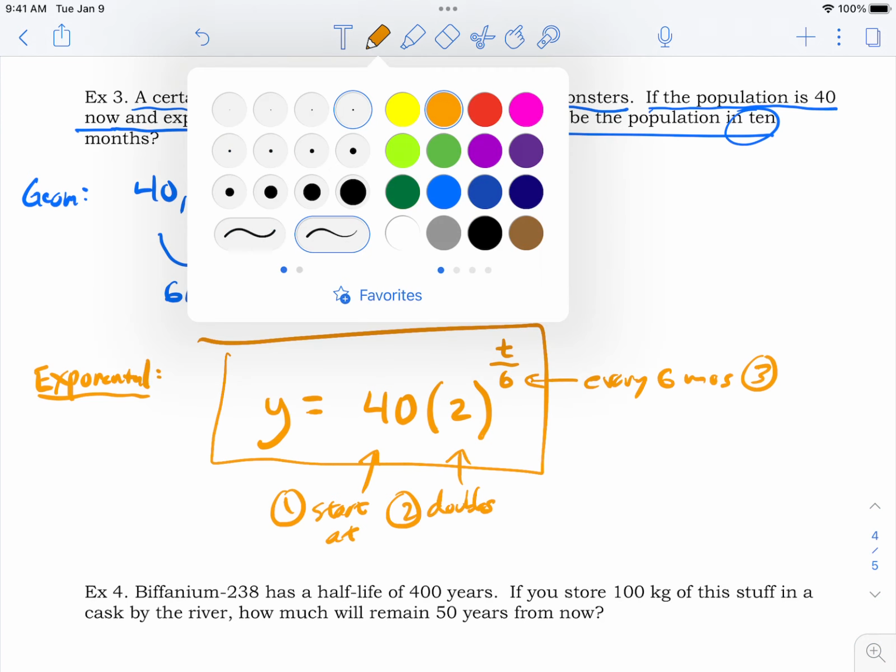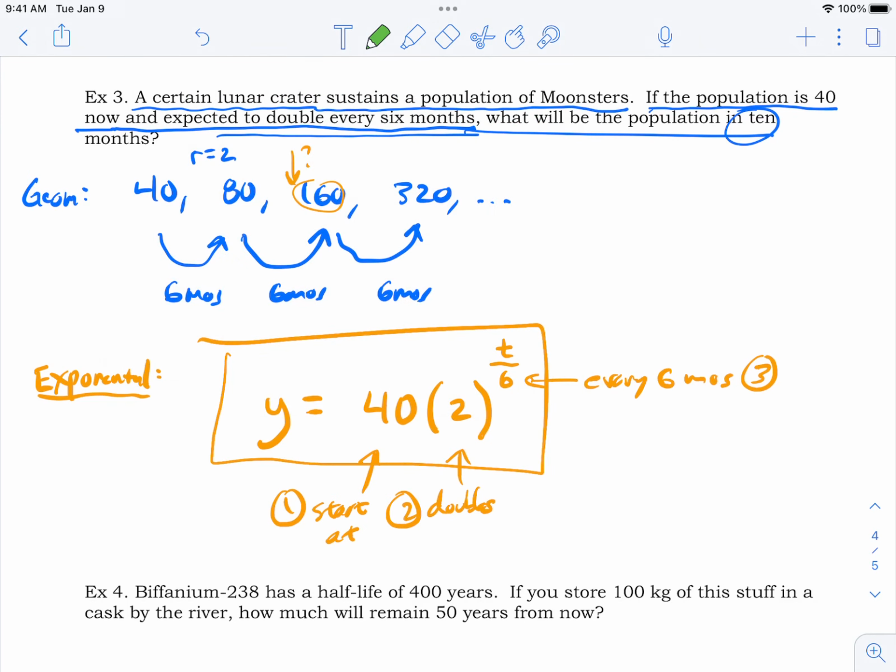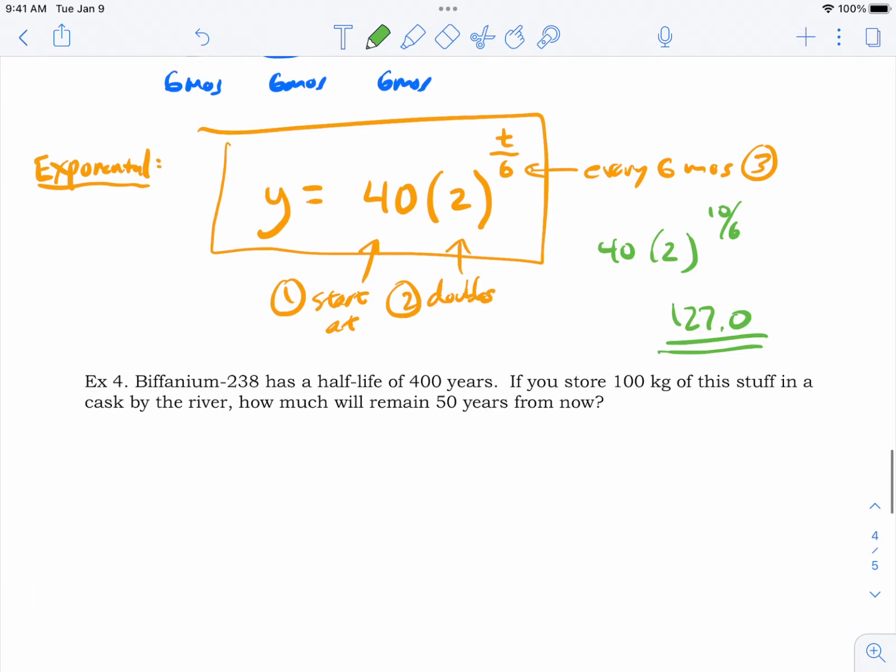What do you say we solve the thing, huh? Yeah. So if I put in 10, well, you're going to want a calculator for that. We're going to have a nice answer here. So 10 divided by 6 is, boom. 2 raised to that power is, boom. Multiply that by 40, boom. And I'm getting just about 127.0. So I was thinking 130 or so. Turns out I was kind of close. 127. Ain't that nifty?